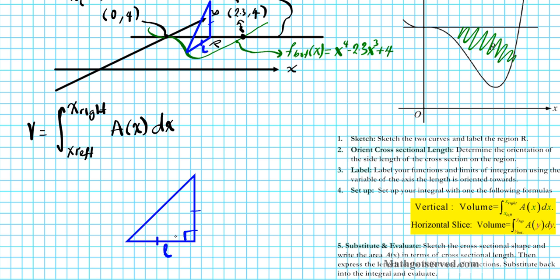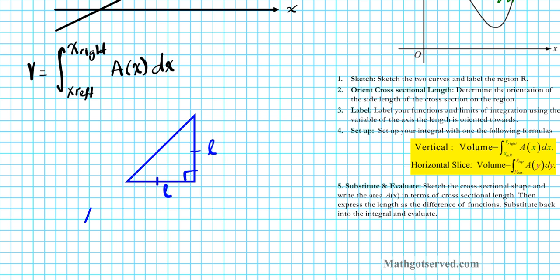All right. So this is L. Now, what's the area of this isosceles right triangle? This is an isosceles triangle. This is L, this is L also. And we know that the area of a triangle is one half base times height. In this triangle, this is the base and this is the height. So the area of this triangle is going to be 1/2 L times L, which is 1/2 L squared. So this is the first part: you express the area in terms of the cross-sectional length.